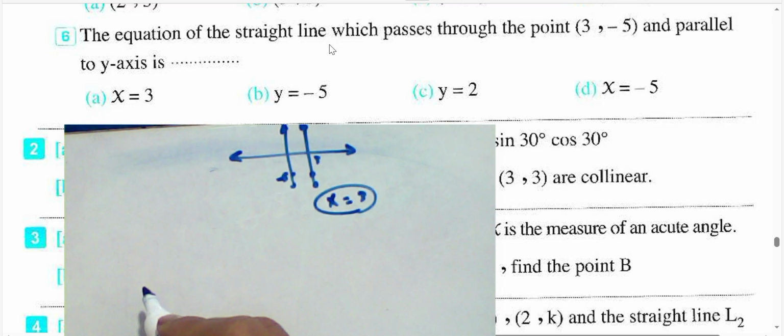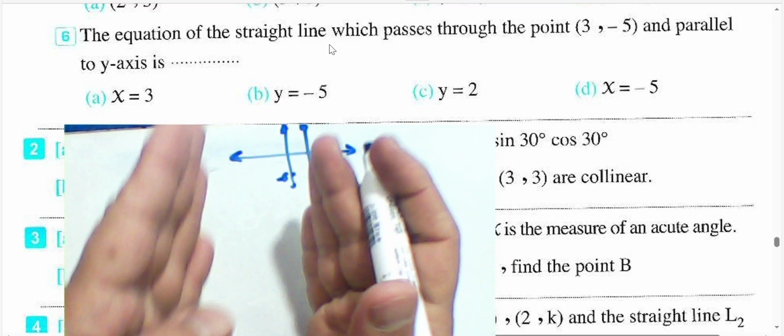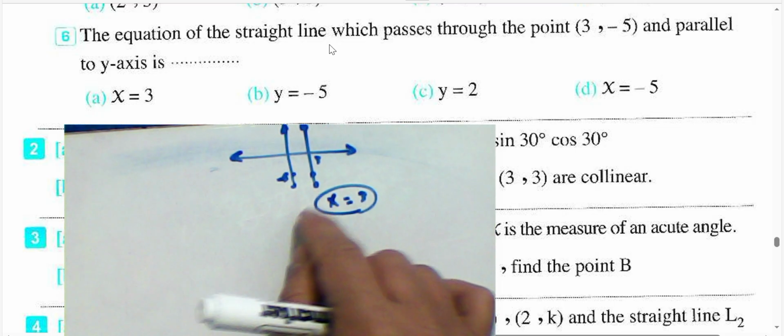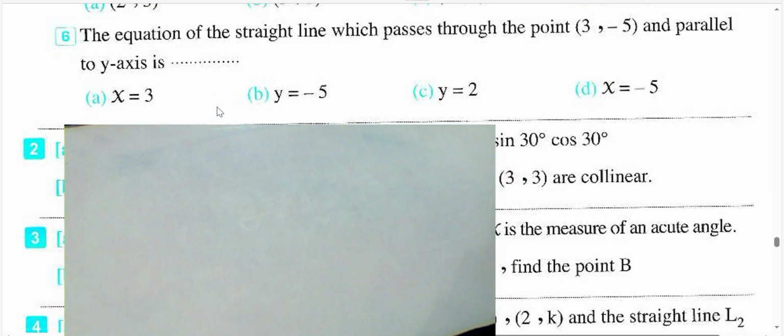X equals 3. You must know these properties. So you must choose letter A because it will be parallel to the y-axis. The straight line parallel to the y-axis has undefined slope, and x will be equal to 3. Choose letter A. Next question.